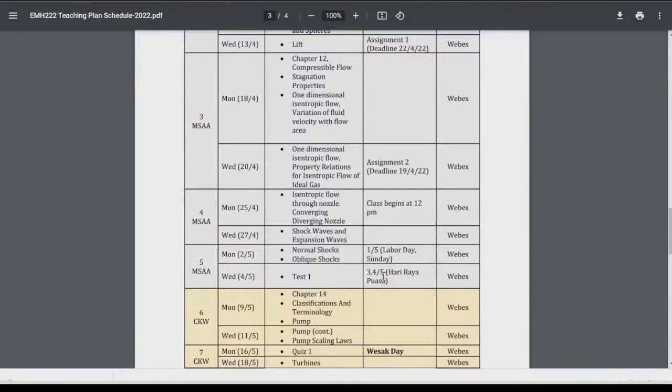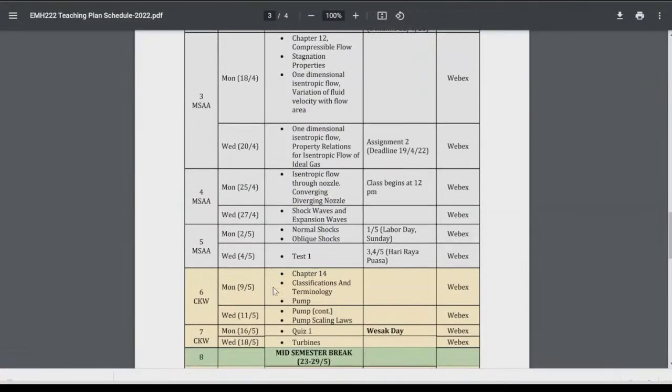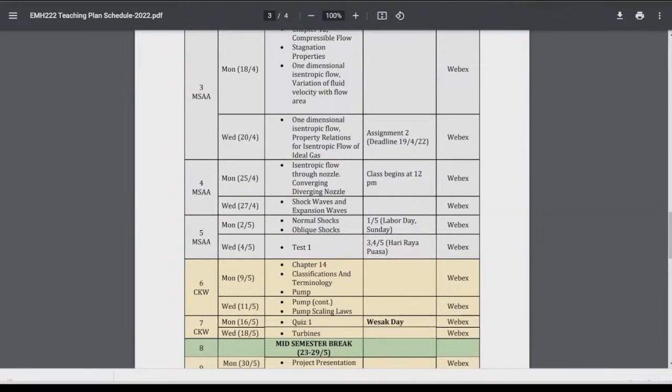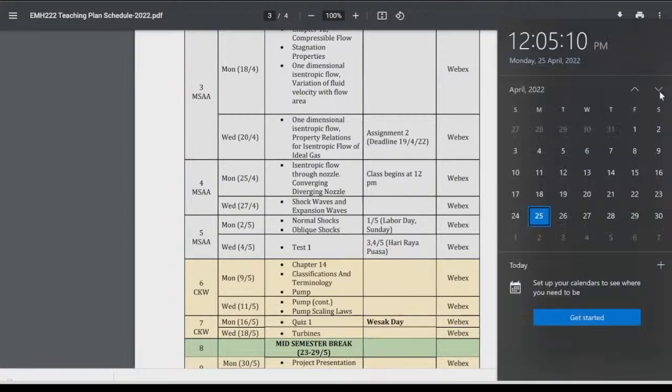Hari Raya. Okay, so I was thinking of choosing the date 11 May. 11 May is in the second week of Hari Raya. Okay, Wednesday, and we choose the evening time. It's only 1 hour for the test. So how about if we begin your test one on Wednesday, 11 May 2022 at 2:30 p.m.? Is it okay?